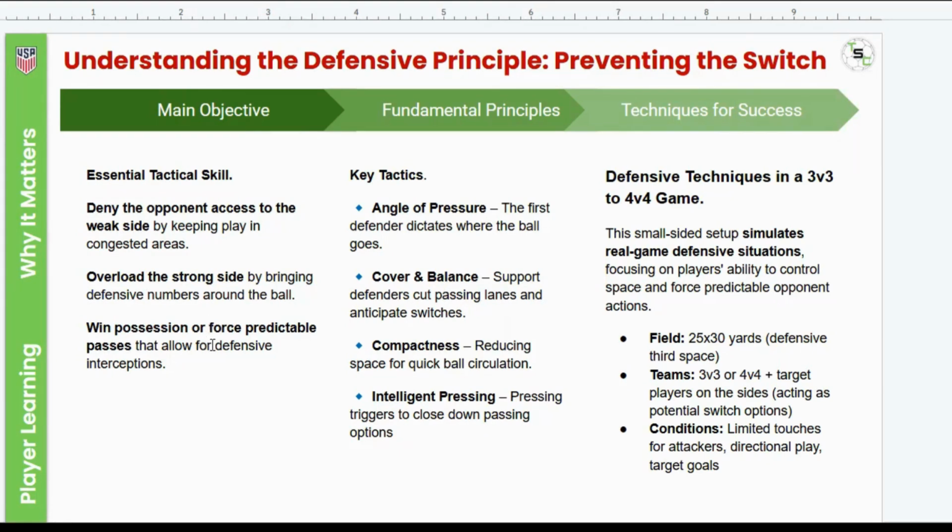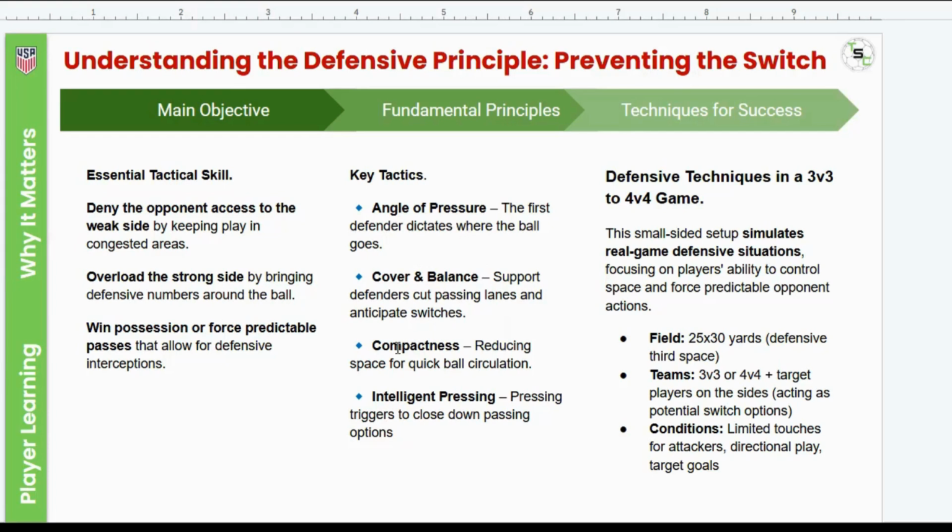And if you cannot do that, you try to force the play or predict the play to allow for those defending interceptions and challenges. Some player actions that we're looking for: obviously the angle of the press from the primary players, and cover and balance from the secondary players, where you try to support your first defender to cut off any passing lanes forward and/or sideways and back, to anticipate those switches of the point of attack.